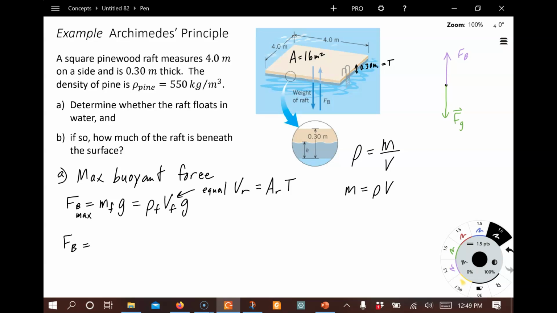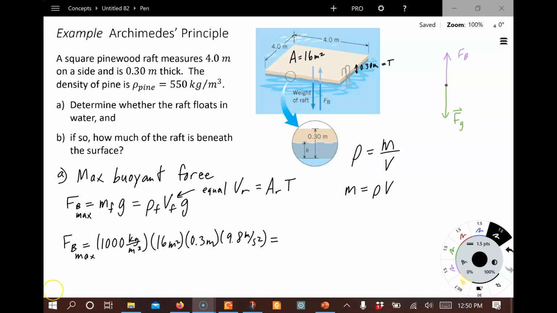And so we go ahead and calculate this maximum buoyant force. We're going to put in the density of the fluid displaced. It's fresh water, so we know that that's equal to 1,000 kilograms per meter cubed. And then we're going to multiply by the volume of water displaced when we put the entire raft in. That's going to be the area of the raft, 16 meters squared, multiplied by the thickness of the raft, 0.3 meters. And finally, we have gravity, 9.8 meters per second squared. If we calculate the maximum buoyant force, we get a number about 47,000 newtons of upward push.